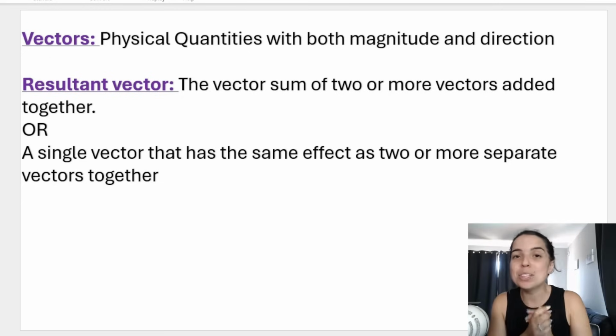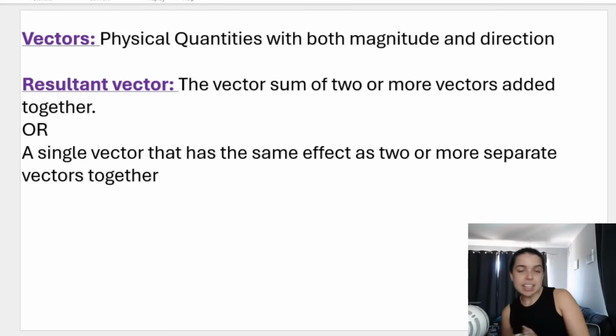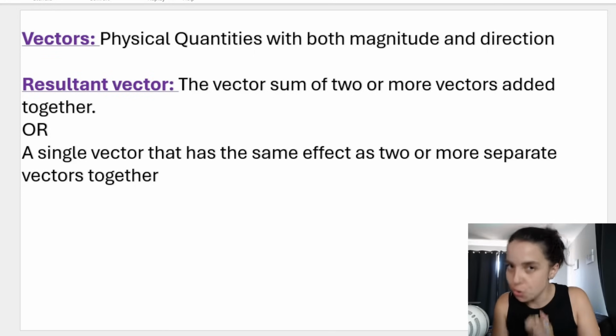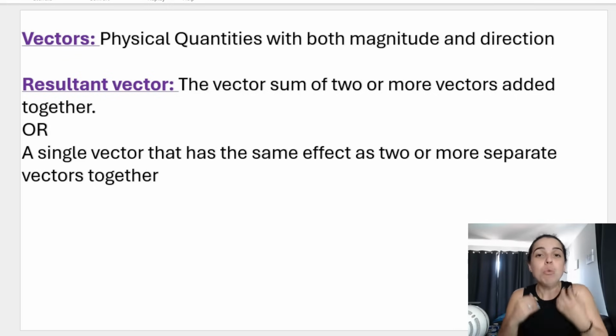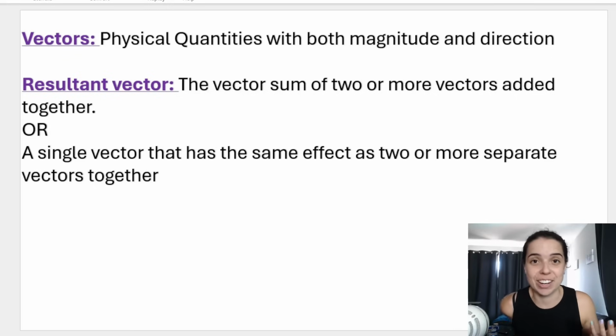Now, you should remember this from grade 10. A vector is a physical quantity with both magnitude and direction. What makes vectors special is the fact that you need to include a direction with your vectors. All the way up to matric, we do not give answer marks for vectors unless they have direction.